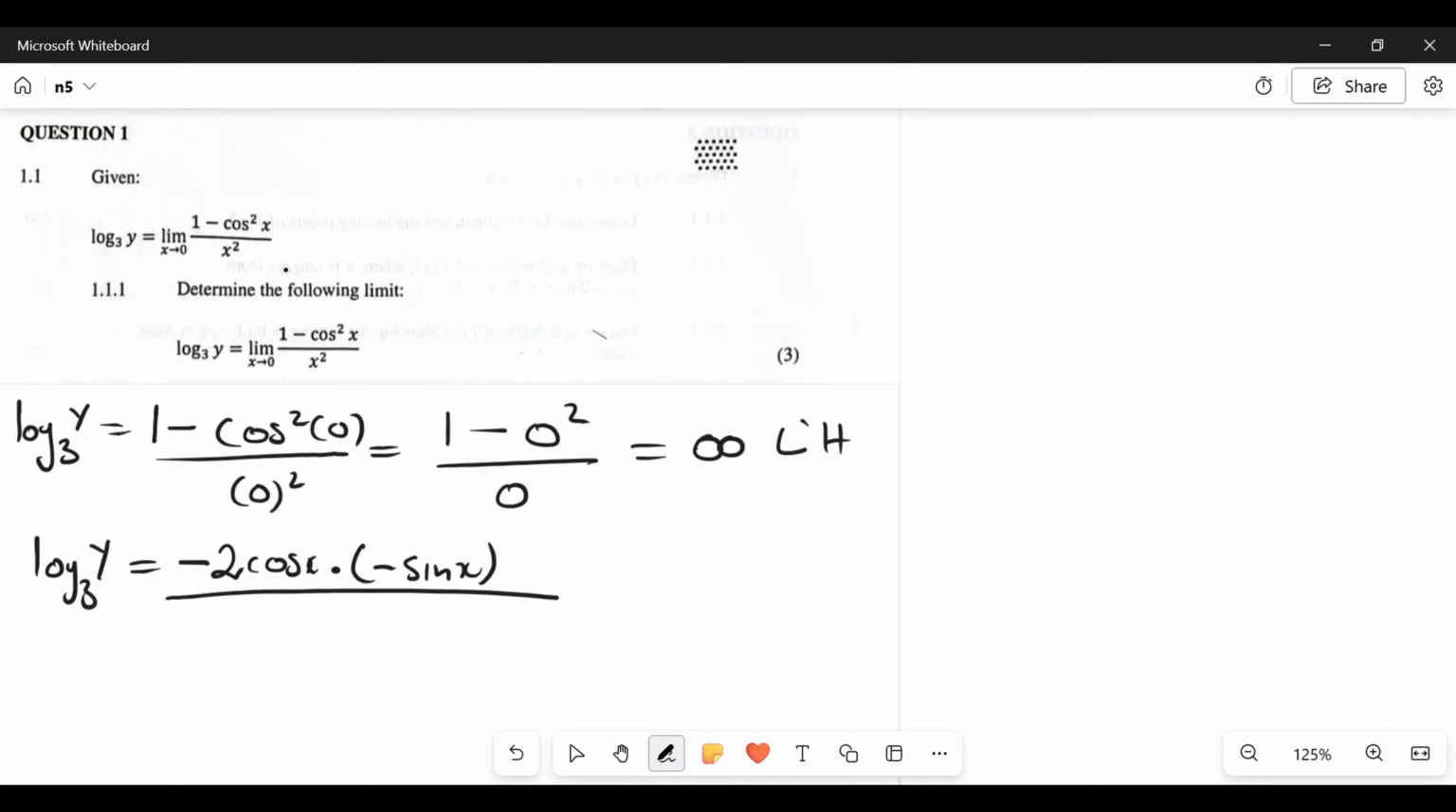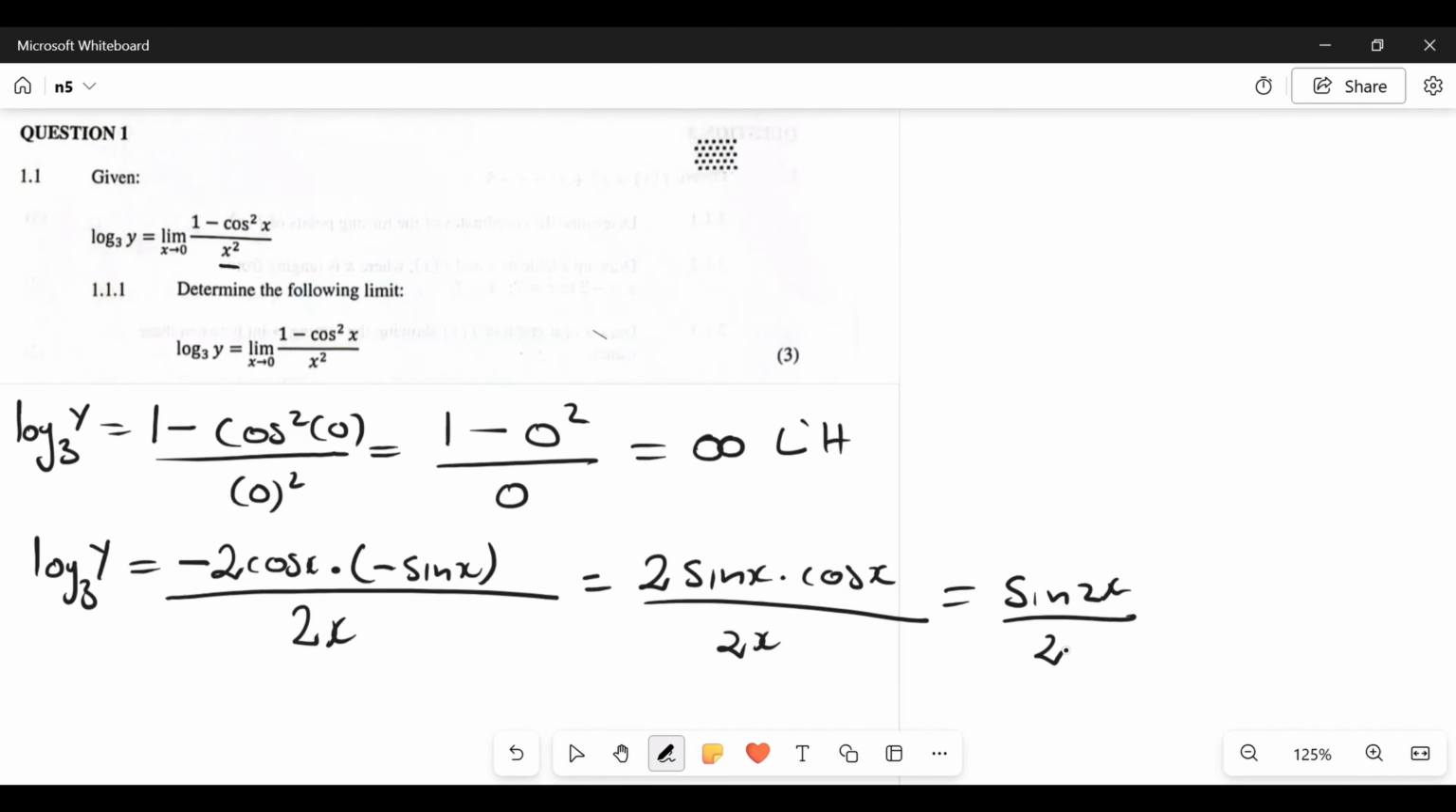on the denominator, we have x squared. So the derivative of x squared is going to be 2x. Then from here, let's just simplify it because we have a lot of negatives there. Negative 2 cos x multiplied by negative sine is going to give us 2 sine x multiplied by cos x, divided by 2x, right? So we can also change this on the numerator. This is a double angle identity, which is actually sine 2x divided by 2x.